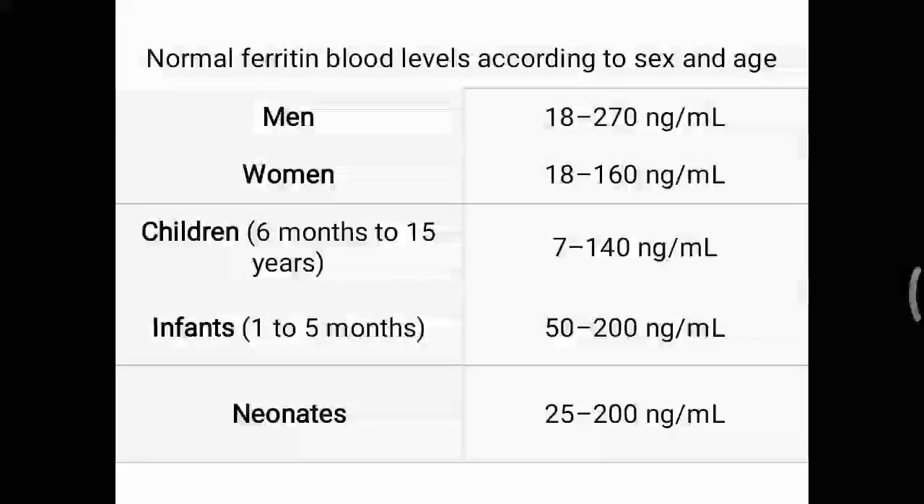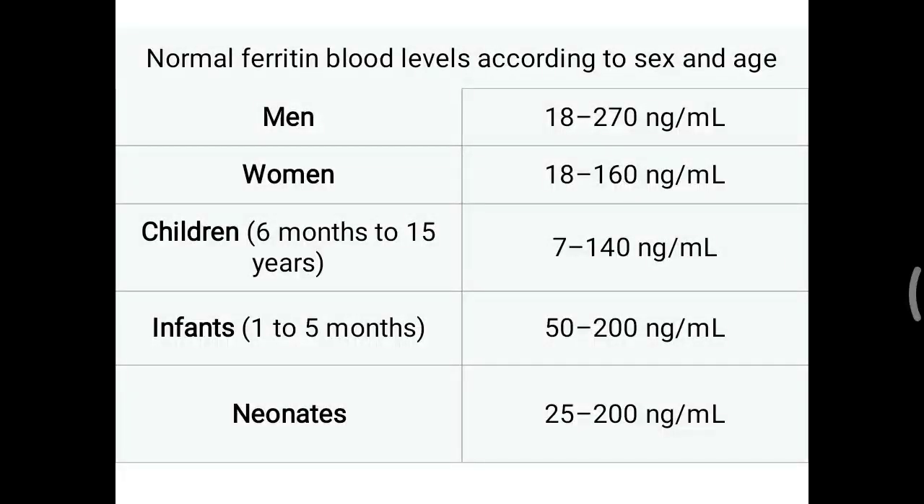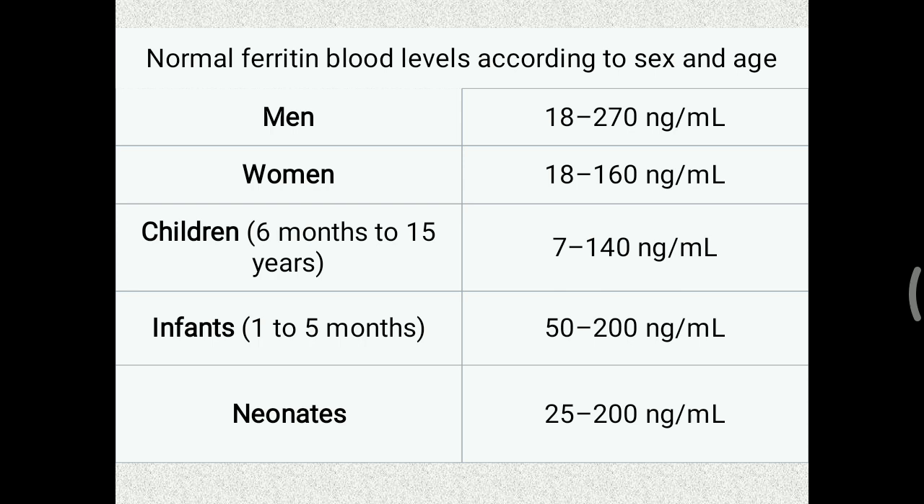So there are two categories for serum ferritin: one indicating iron load, and second as an acute phase protein. Normal ferritin blood level according to sex and age: for men it is 18 to 270 nanograms per ml, while for women, due to menstruation, it is lower, in the range 18 to 160 nanograms per ml. For children 7 to 140, infants 50 to 200, and for neonates 25 to 200 nanograms per ml. That is the normal value. So you have to remember about men and women.